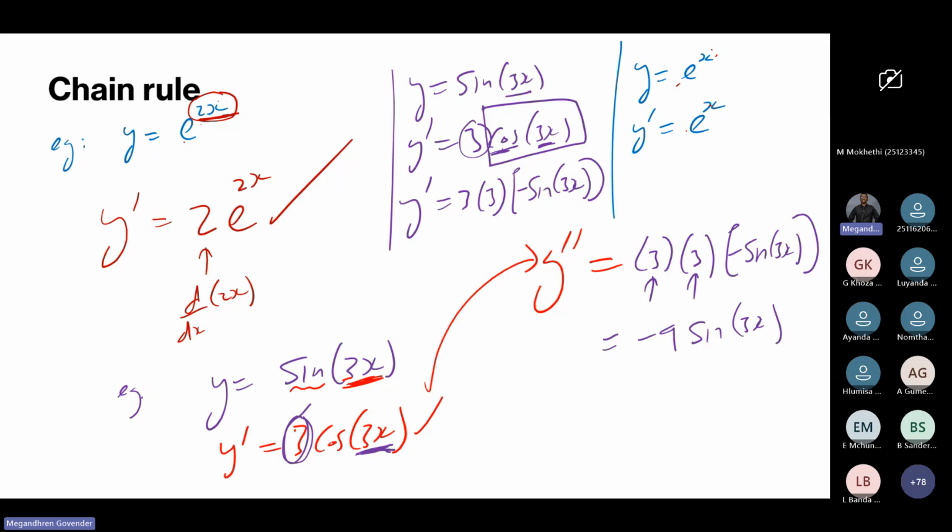That's it. You see? So that 3, because it's there, you just got to carry it. You can't lose the 3. You can't drop the 3. That's the important thing. Right. Let's try another one. Chain rule.